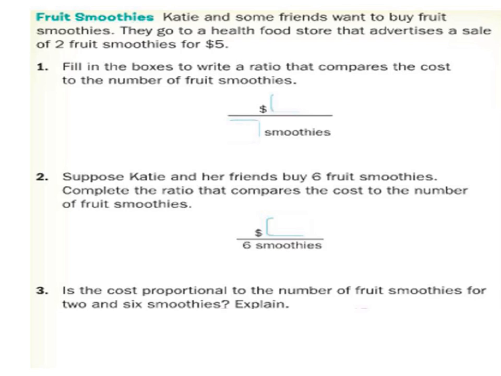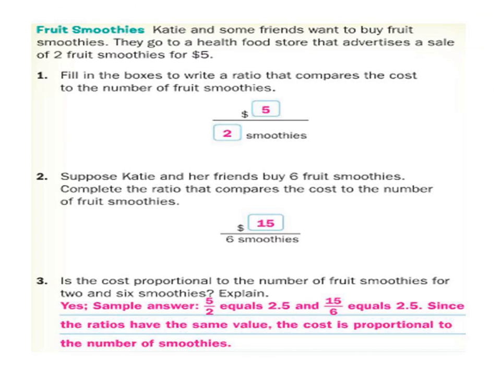Excellent work. Is this a proportional relationship? Yes. Okay, think of it like this. If you bought 0 fruit smoothies, how much would it cost? $0. So there's the origin. And if you put this into a table, you'd get the same rate every time: $2.50 per fruit smoothie. So there's your answers.